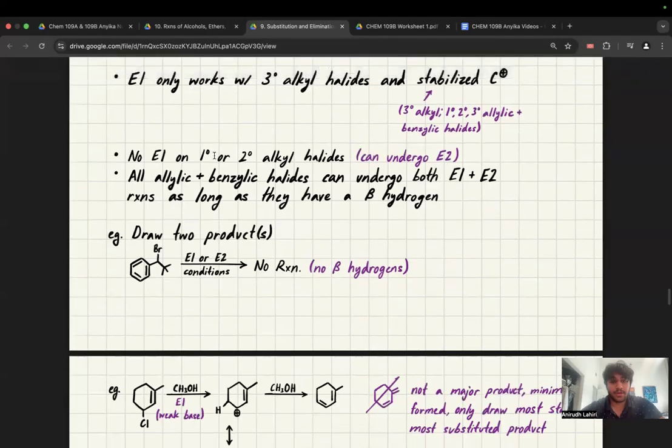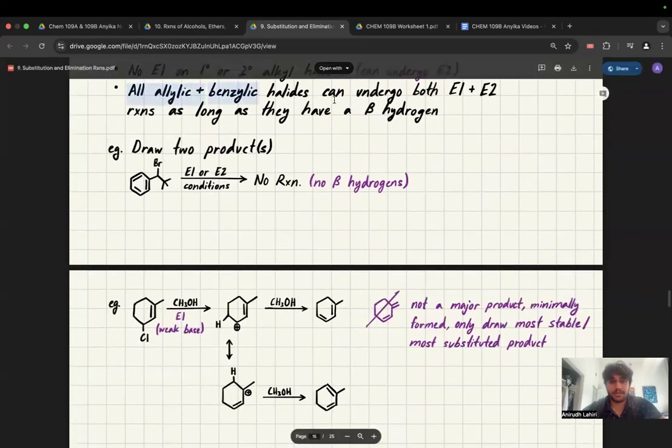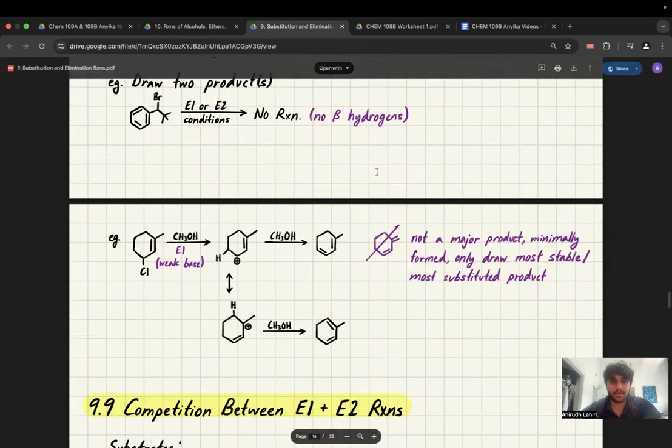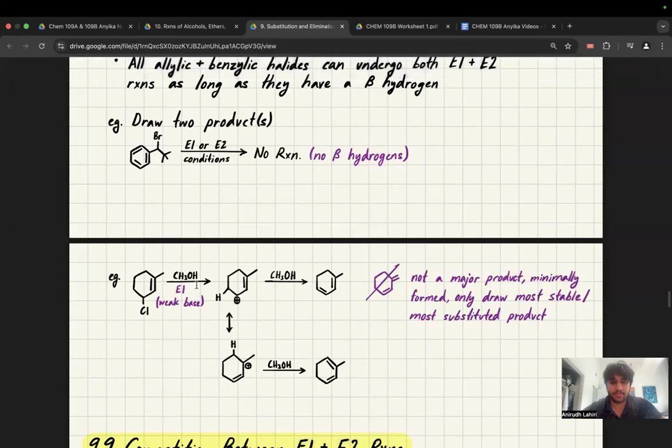No E1 on primary or secondary alkyl halides that are not stabilized by resonance. An allylic and benzylic halide can undergo both of them, and we'll talk about how to make the distinctions a little bit later. So pause the video here, try to do these problems and try to understand why we're getting the products we're getting and why we're not getting particular products.